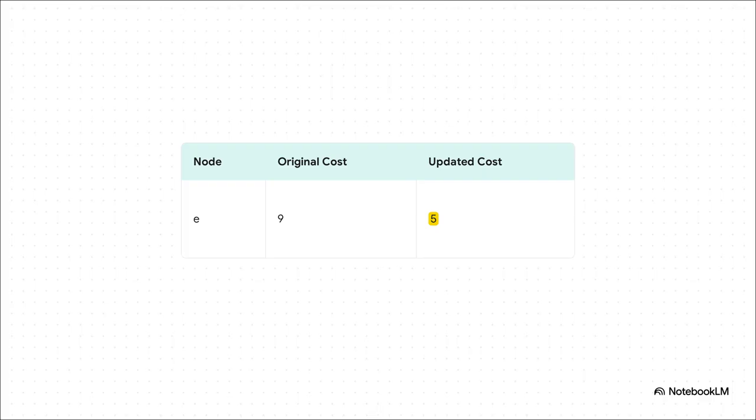So if it finds this new path to E that only costs 5, it just goes, okay, scratch that 9, the new cost is 5. And then, automatically, it reshuffles its internal list, bumping E up in the priority line. It's this constant, dynamic updating that makes sure the algorithm is always working with the absolute best information it has.